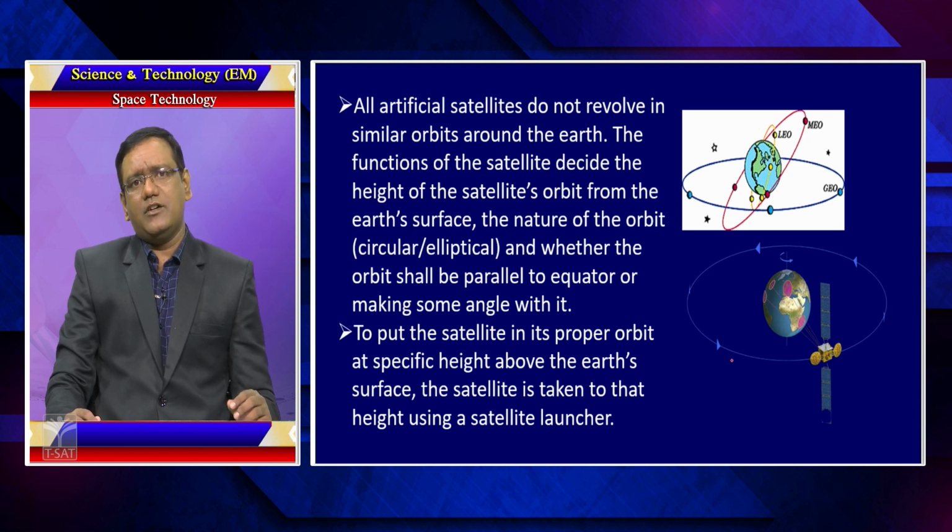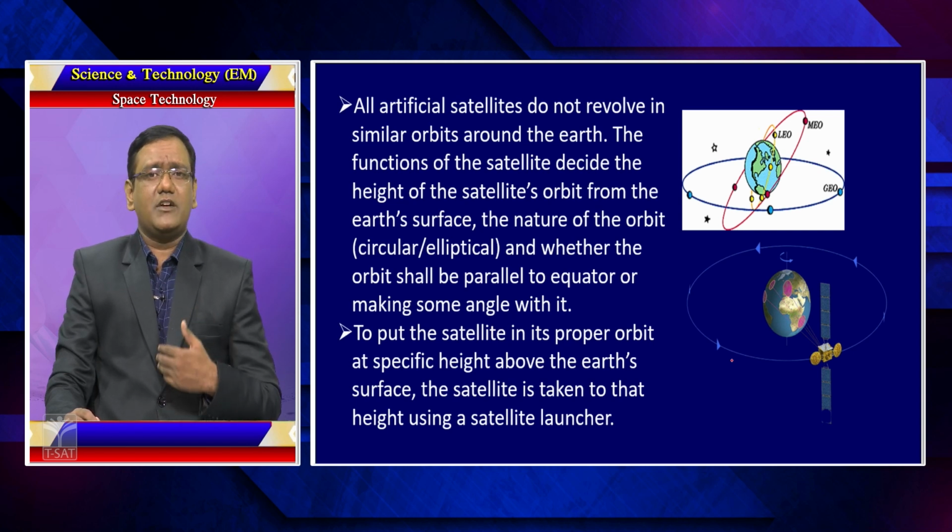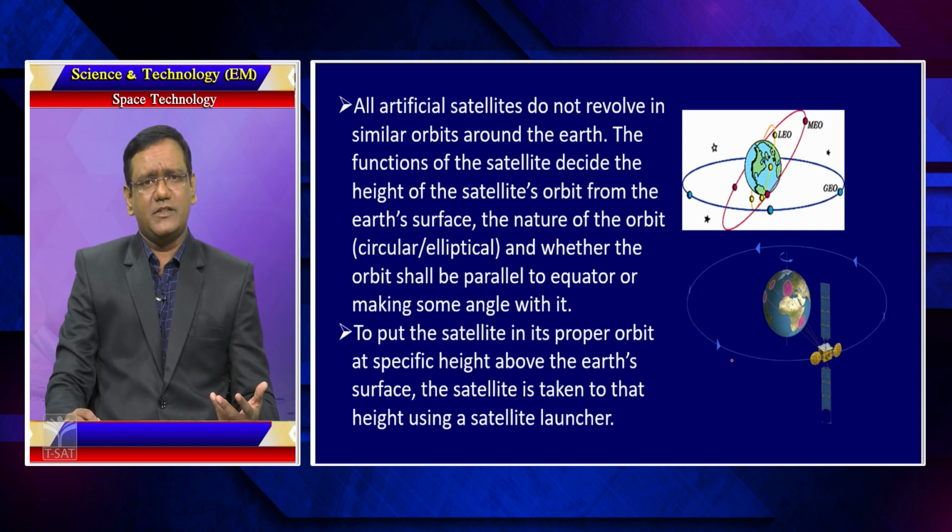The Earth has different types of orbits. The function of the satellite decides the height of the satellite's orbit from the Earth's surface, the nature of the orbit, whether it is circular or elliptical, and whether the orbit is parallel to the equator or makes some angle with it. All these things are decided by the function the satellite is intended to perform.